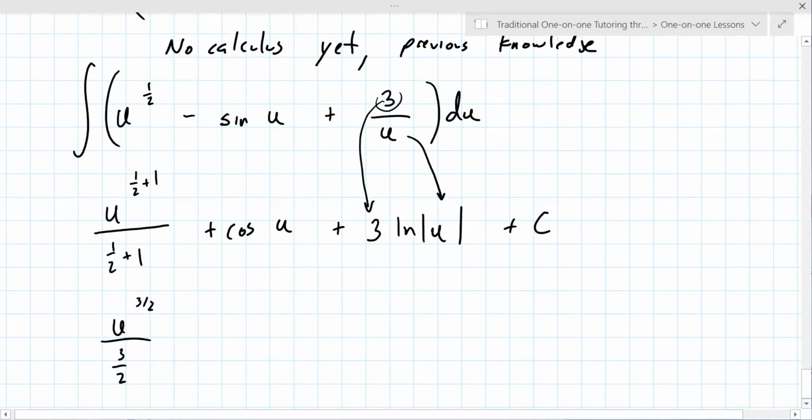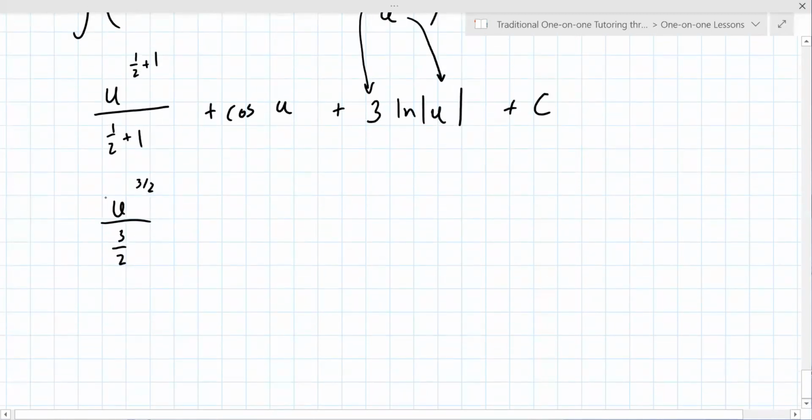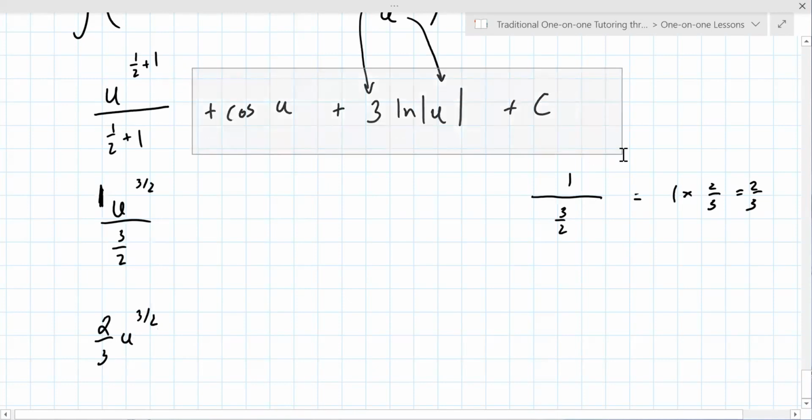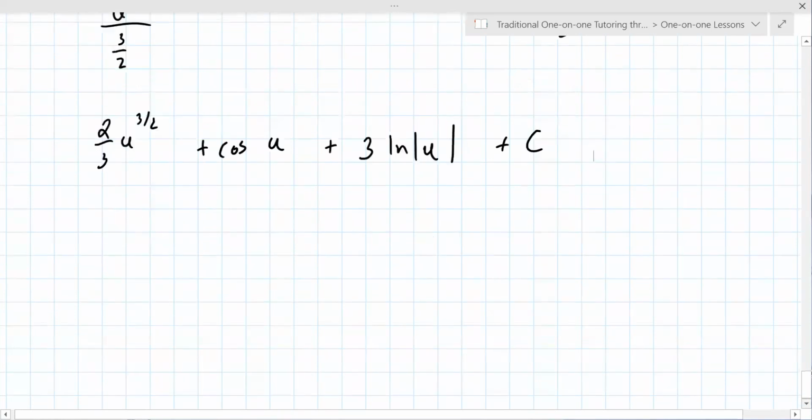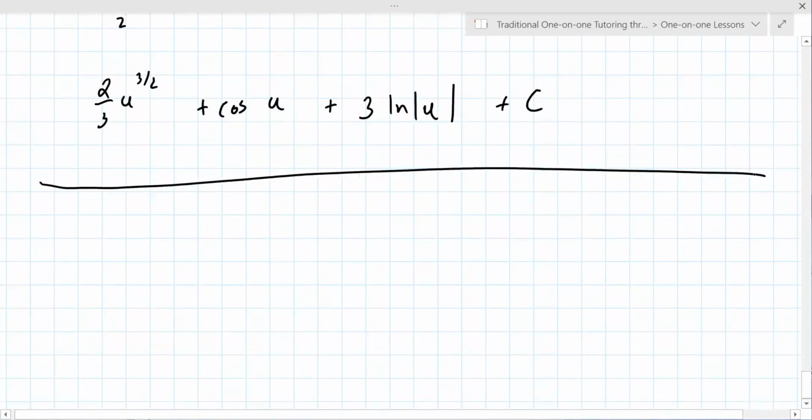Yes. Okay, so how do you simplify this over here on the left? And keep in mind there's a 1 out in front. So you do 1 times 2 over 3. Yes. So it's just 2/3. Yeah. So 2/3 u to the 3/2, and then all of this comes down with it. Okay, good. Let's do another one.